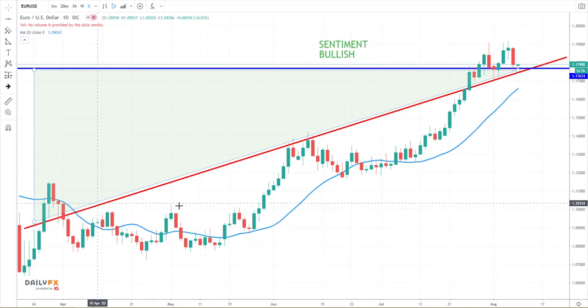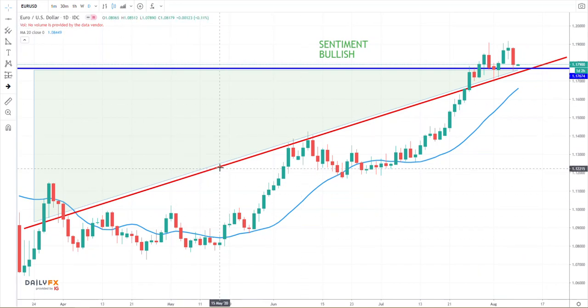My weekly sentiment is bullish for the euro. This is a daily chart. This is our recent uptrend that's been going on since April, and you can see that price is currently riding on top of this trend channel. I only have the top of the channel represented here.